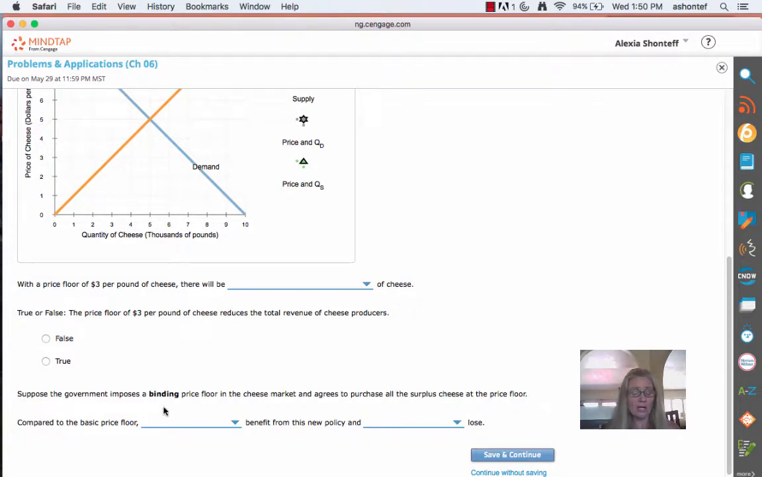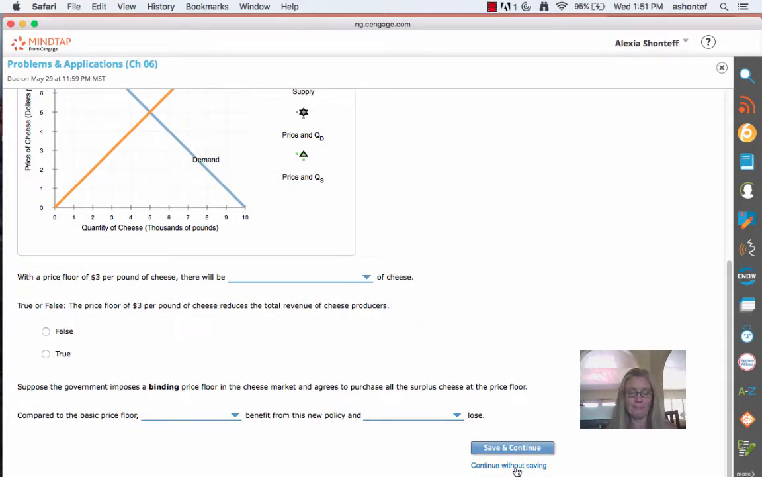So the question is asking you who would benefit from that policy and who would be the one that would, in quotes, lose from that policy. So whoever benefits here, you would put, remember, producer means the firms, the people selling this product, and the taxpayer would be the people paying so that the government can purchase all this extra surplus. So I hope that helps with that one.